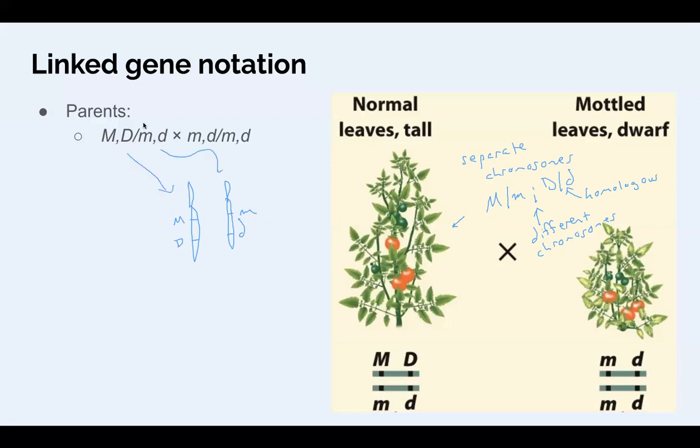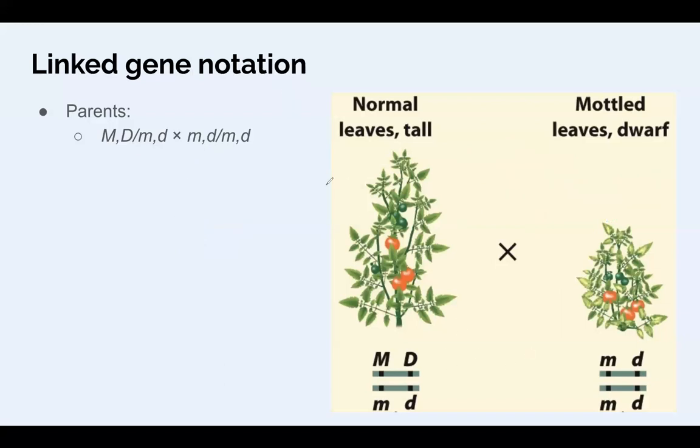So the slash is still telling us that we're splitting two sides of there are two homologous chromosomes, but the comma tells us two alleles for different genes that are located on the same homolog. All right, so I've written just a different way to show what's illustrated in the illustration at the right.